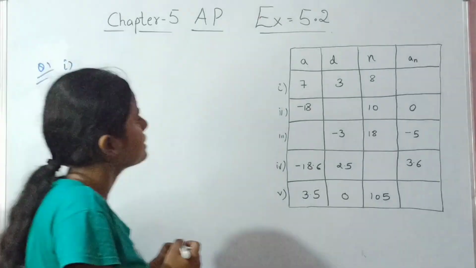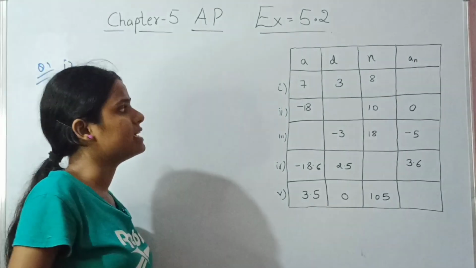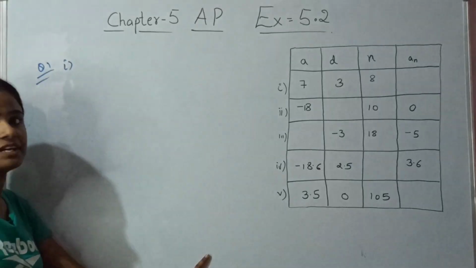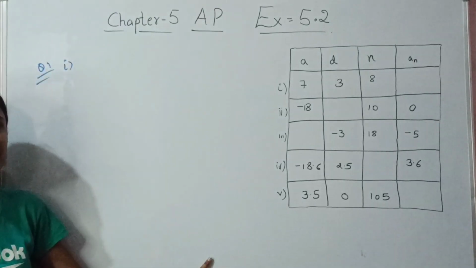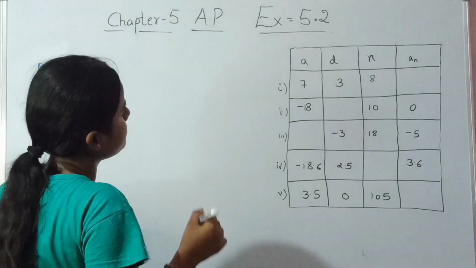So in the first part, you can see first term is given, common difference is given, and the number of terms is given, and we have to find the nth term. Okay, we have to find the nth term. So how will we do it?